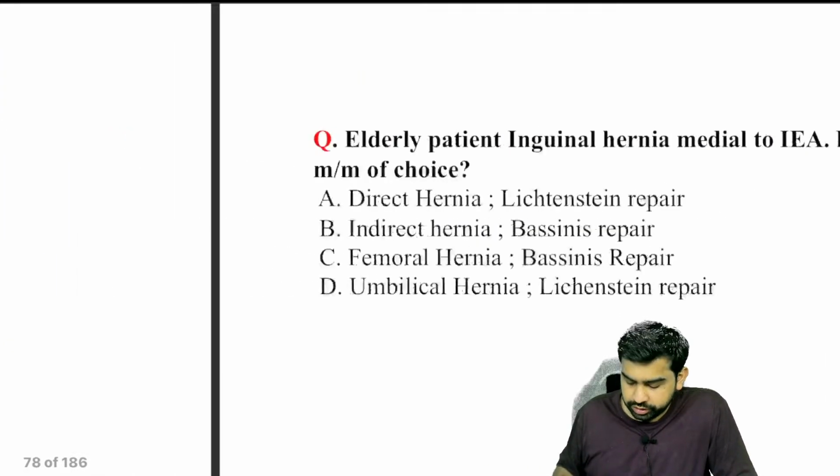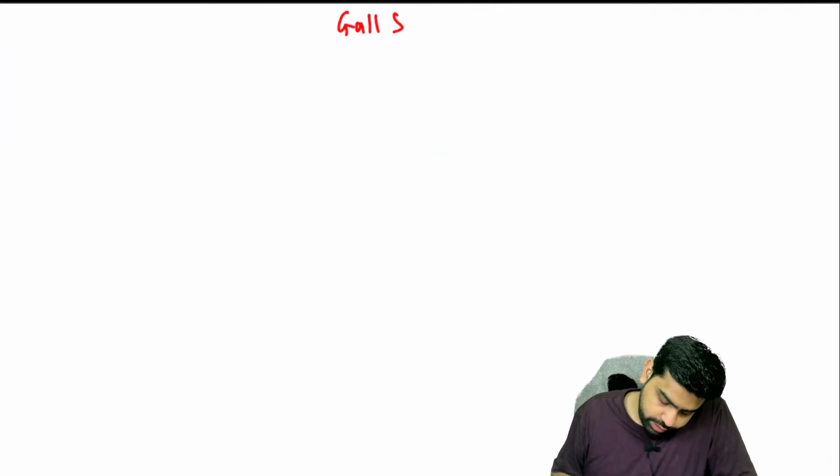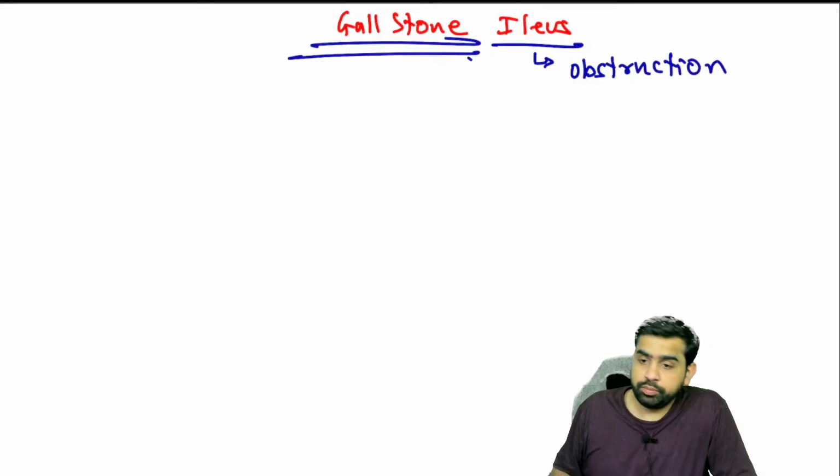Now let's try to understand what this gallstone ileus is. What do you understand by ileus? Ileus basically means obstruction. So any obstruction which is caused because of a gallstone is referred to as gallstone ileus.